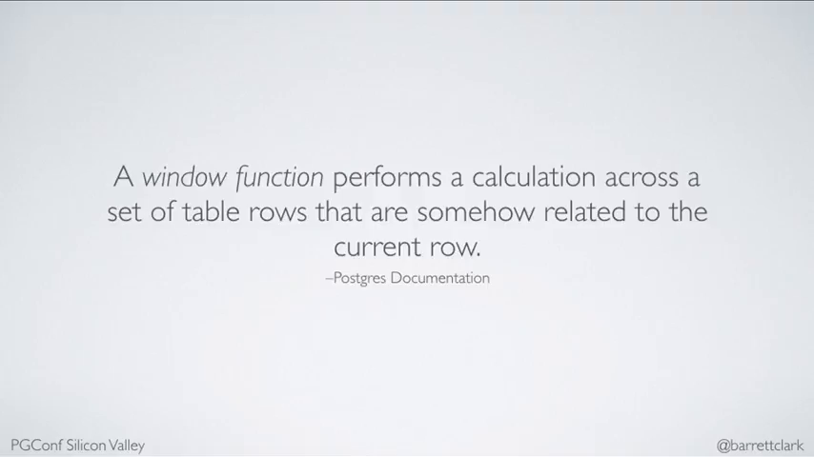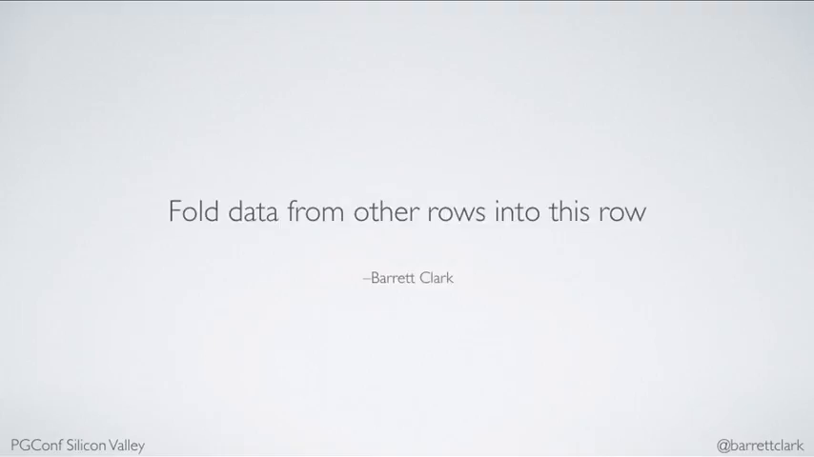The way a window function is defined is we're going to perform a calculation across a set of rows that are somehow related to the current row. Does that make sense? We're doing a calculation across some number of rows, and it's going to relate to this row, and then it's going to relate to this row. In other words, we're going to fold data from other rows into this row. So that's the Barrett-Clark simplified documentation.